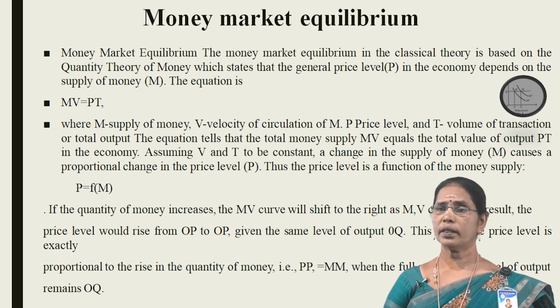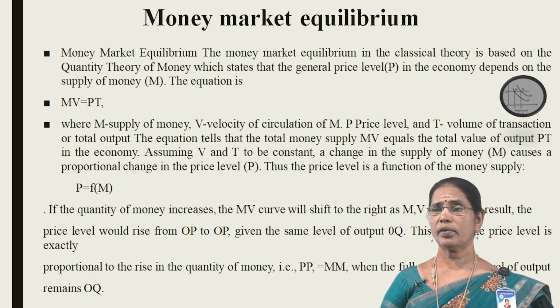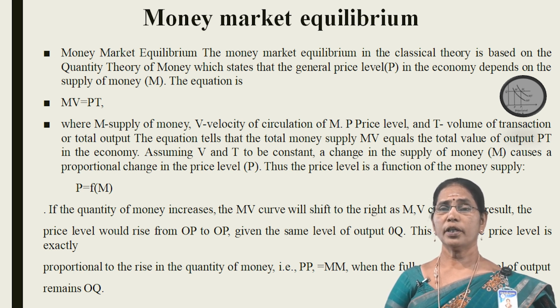Assuming V and T to be constant, a change in the supply of money causes a proportional change in the price level. Thus, the price level is a function of the money supply. Therefore, P is equal to a function of money supply.